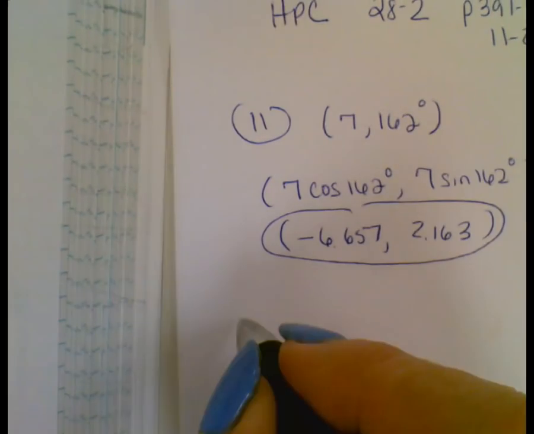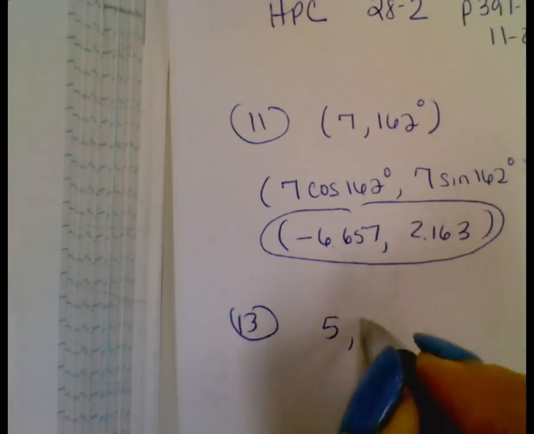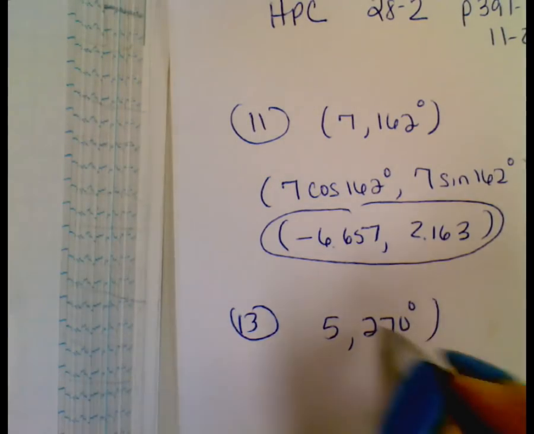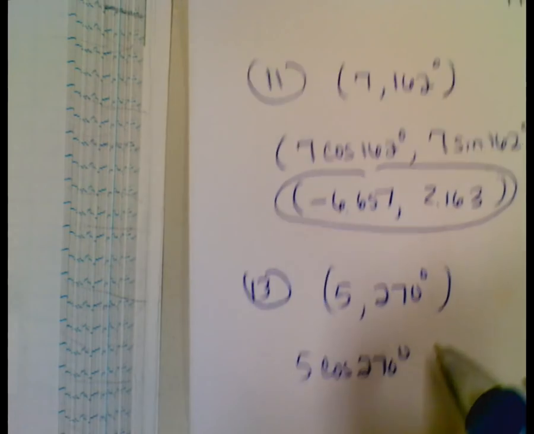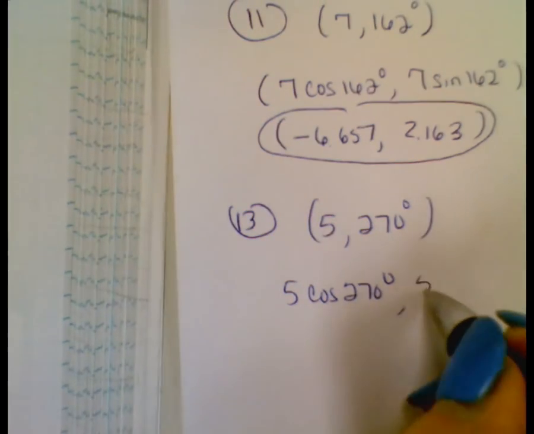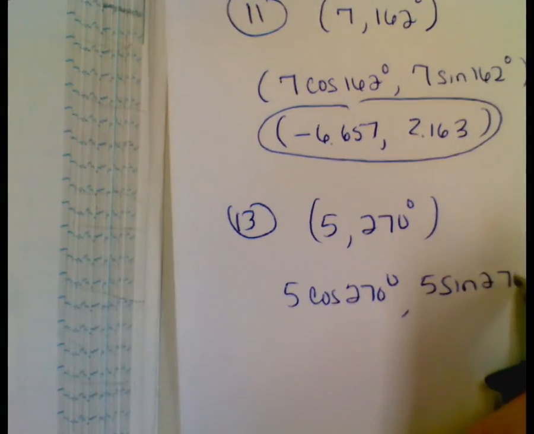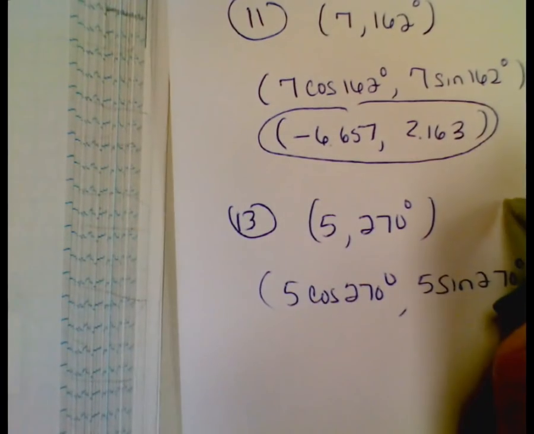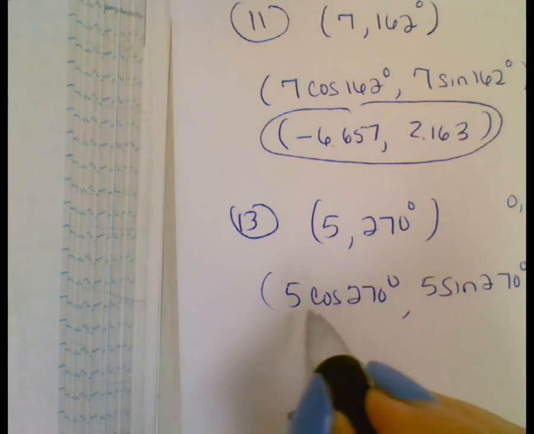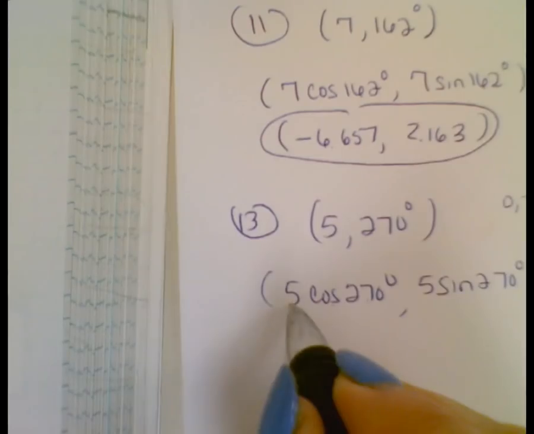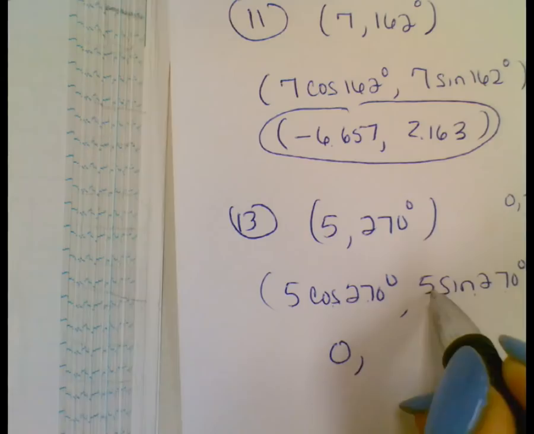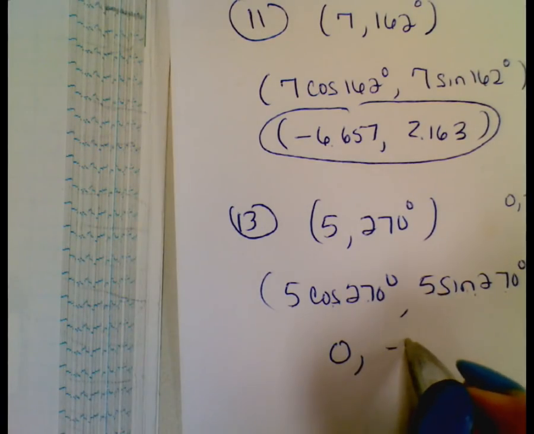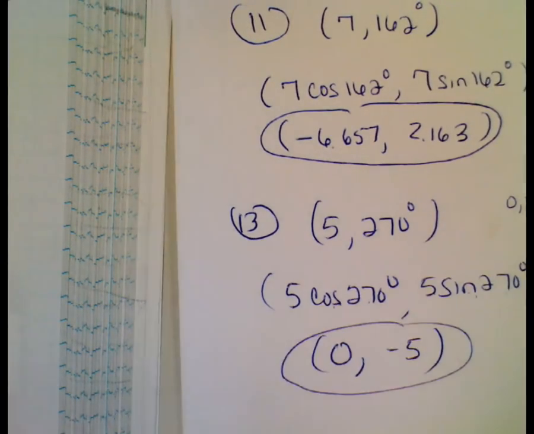Pretty easy, huh? 13. We have 5 and 270. I'm going to try to do this one without our calculator. 5 cosine of 270 and 5 sine of 270. Well, the coordinates of 270 are 0, negative 1, remember? So the cosine of 270 is 0, so this is 5 times 0, which is 0. And the sine of 270 is negative 1, so 5 times negative 1 is negative 5. Try it on a calculator and see if we're right.